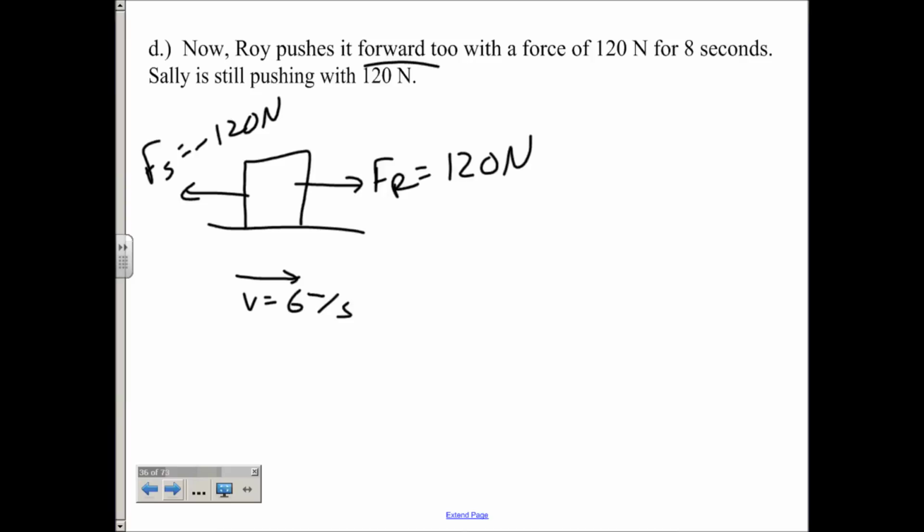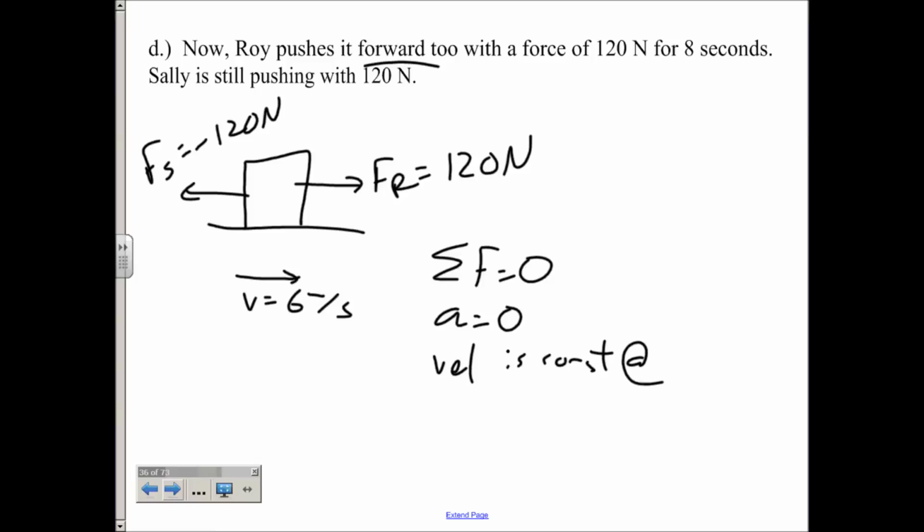So what's going to happen? Well, our net force is 0, right? Which means our acceleration is 0, and the velocity is going to stay constant at 6 meters a second. Okay? I think I have 2 more screens here, so we're almost done.